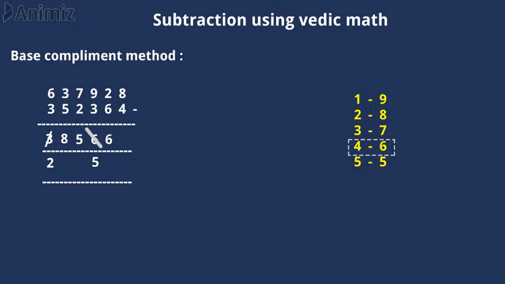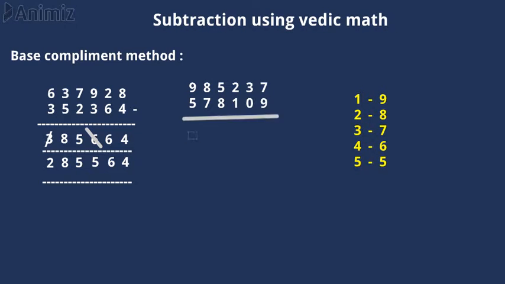4 minus 8. 4 minus 8 is 4. Just write down the 4 as it is. Now you get the final answer as 285564. Right, students? Let's subtract 985237 and 578109. Let's start from left side, right?